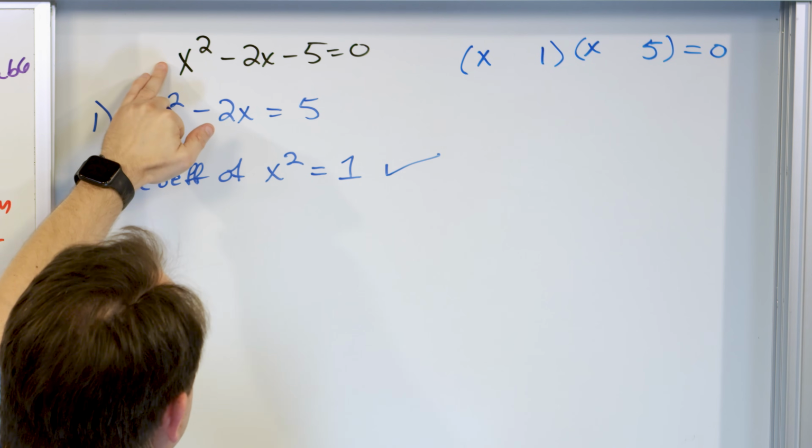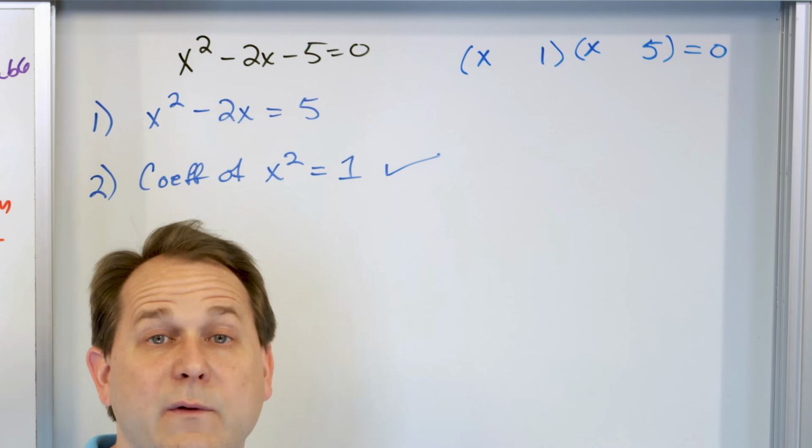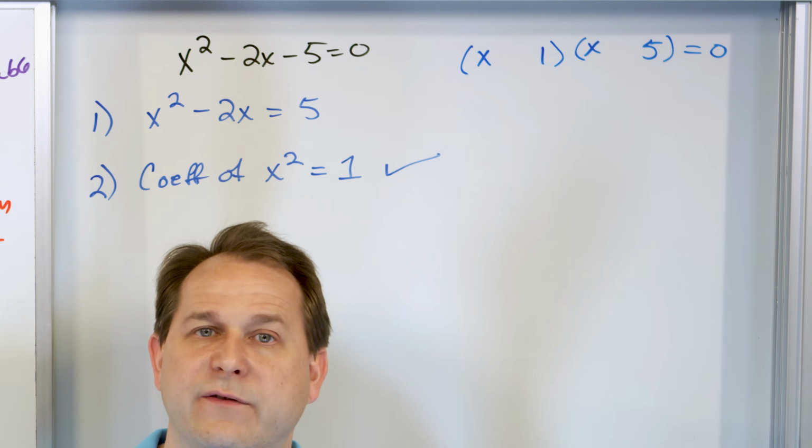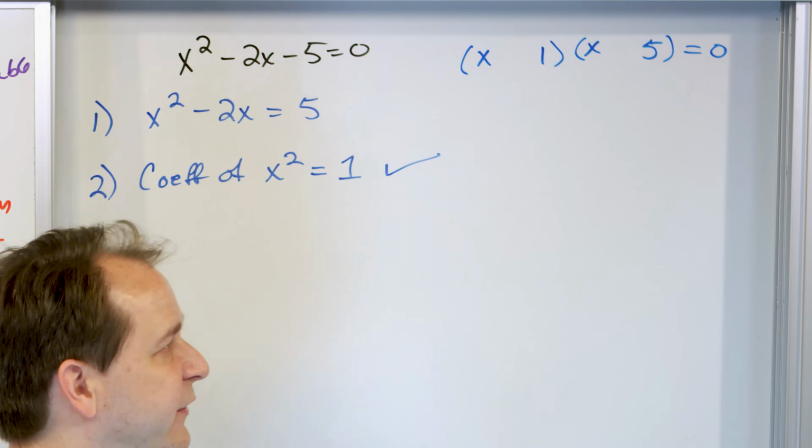If this were 3x squared, then it would be 3x squared minus 2x equals 5. Then I would have to divide the left and the right by 3, and that would get rid of the 3 in front of the x squared, making it a 1, and then I would proceed. We're going to have problems like that very soon.